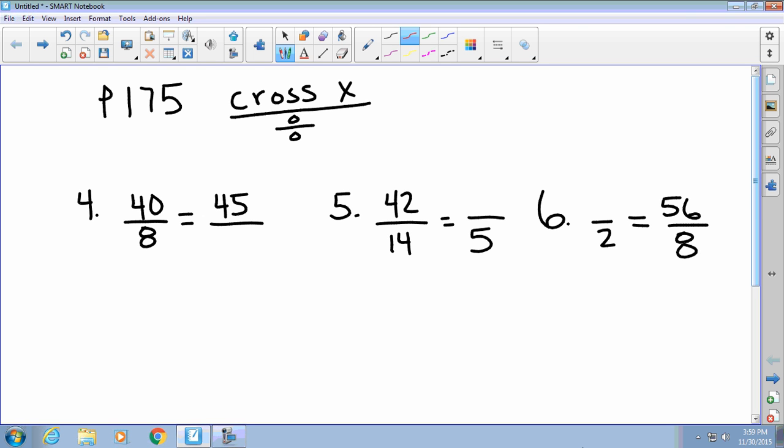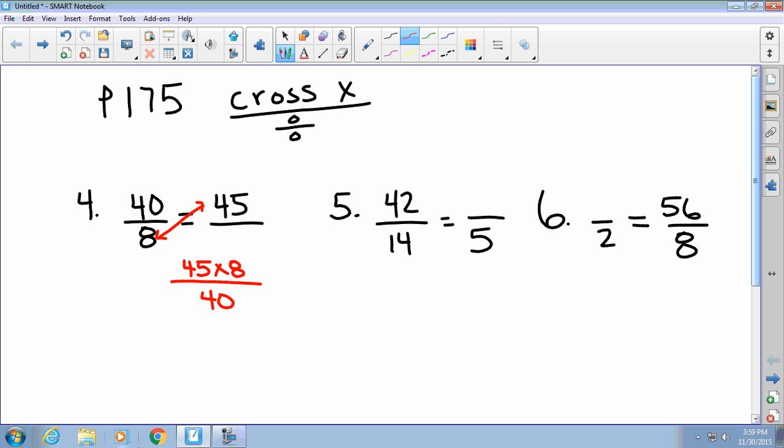Okay, we're on page 175 in our Go Math books, and we're dealing with ratios, and we're trying to find the missing piece, except this time we're doing something called cross multiply and divide to find our answer. What that means is we're going to multiply the numbers that are diagonally across from one another. So we're going to do 45 times 8, and then we're going to take that answer and divide it by 40. And when you cross multiply and divide, what you're doing is finding the missing piece of the ratio.